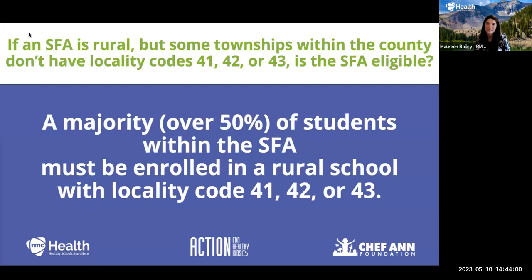So the requirement to meet the definition of a rural school food authority is that the majority of students within the school food authority are enrolled in a rural school as defined by a locality code of 41, 42, or 43, according to the National Center for Education Statistics online tool. Therefore, if over 50% of the students within your school food authority are enrolled in a rural school with that locality code of 41, 42, or 43, you are considered rural.